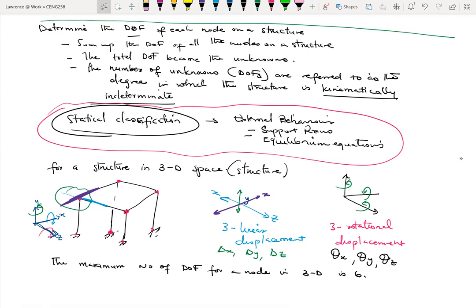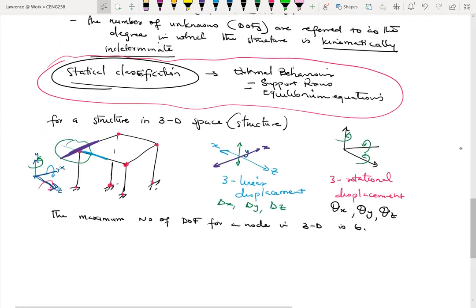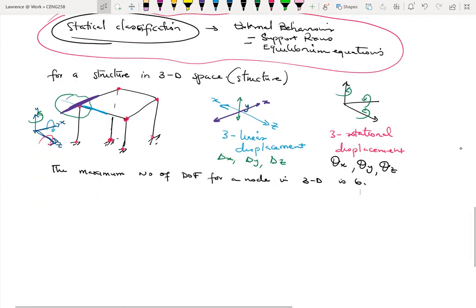So it's not always the case that you find all your nodes undergoing all 6 displacements or all 6 degrees of freedom, right? Sometimes you might have some restraints which will prevent them from experiencing all 6. In some cases, they might not even experience any of these degrees of freedom. Okay. So this is for a 3D space. Now, what if we have a 2-dimensional structure, which is mostly how we analyze structures?